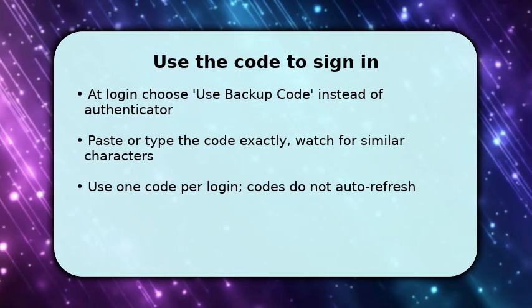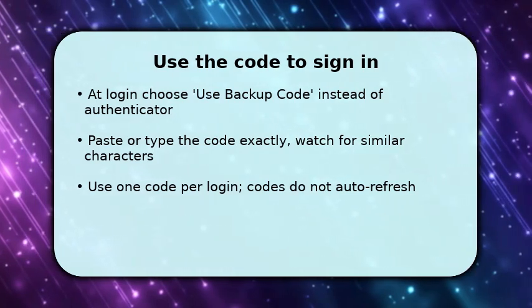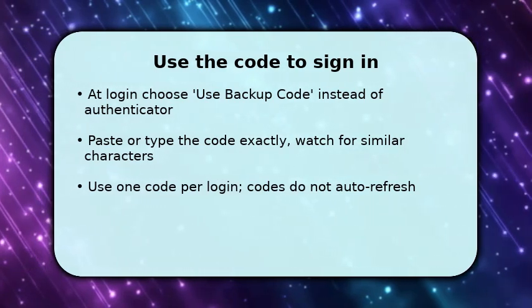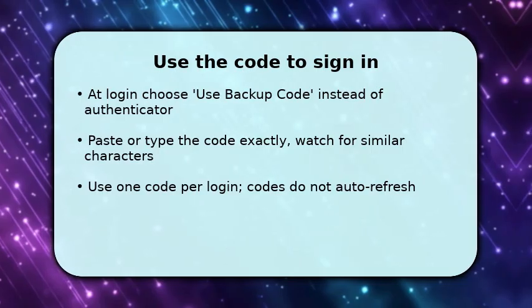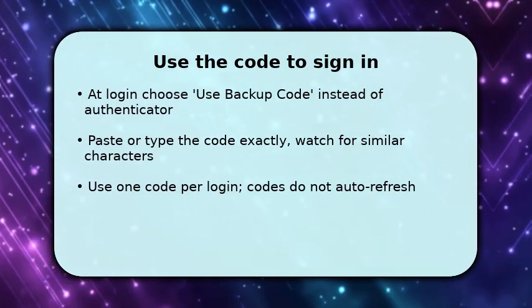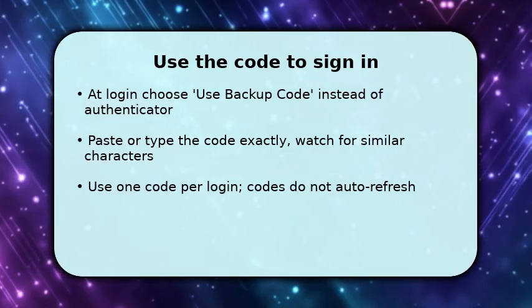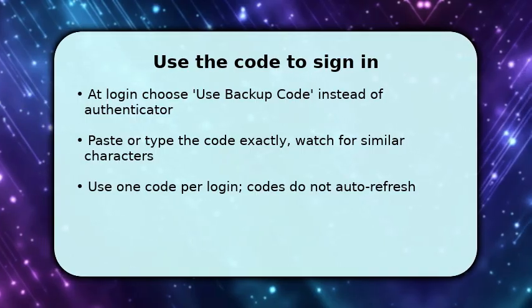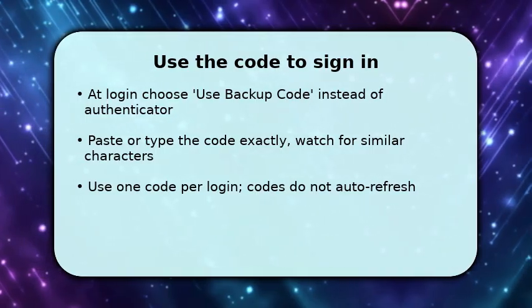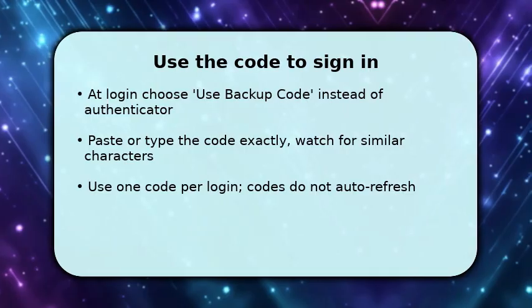When you reach the two-step prompt, select the option to use a backup code rather than an authenticator app. Paste or type the code exactly. Visually similar characters like O and 0 or I and L can cause a fail. Once accepted, Roblox will let you through but consumes that single-use code. Make sure to generate a new set if you're running low.